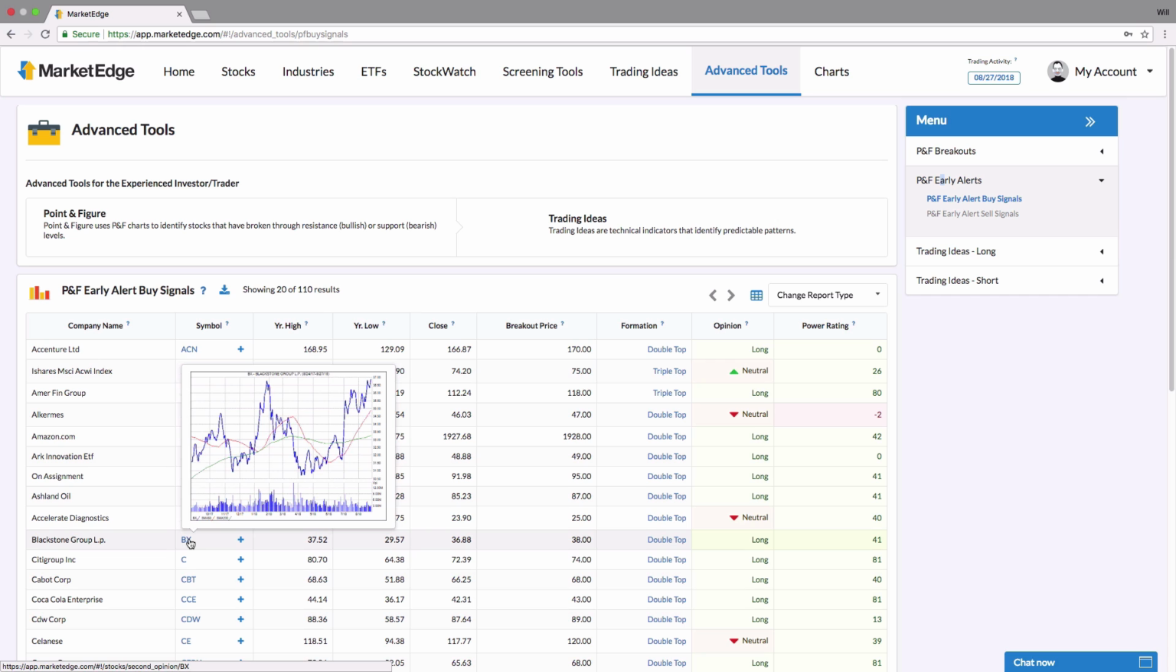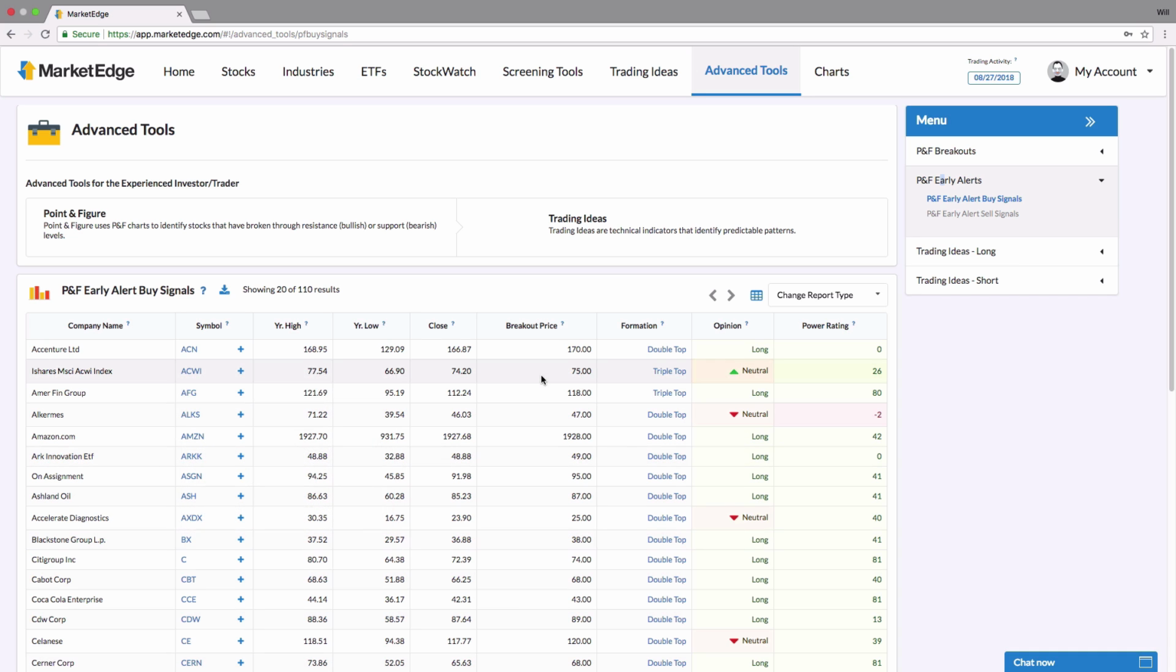Now, sometimes what you want to look at on point and figure charts is once they break out, occasionally they'll come back and trade back to the breakout price, where they test that support level or the breakout level, and then they will bounce off of that. So if you do miss it, sometimes you'll get a second chance to buy these stocks.